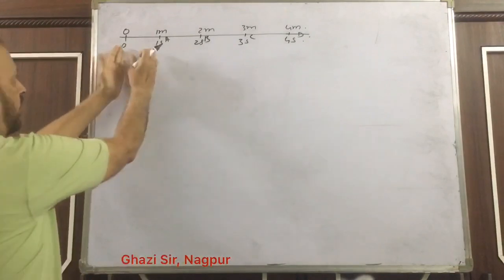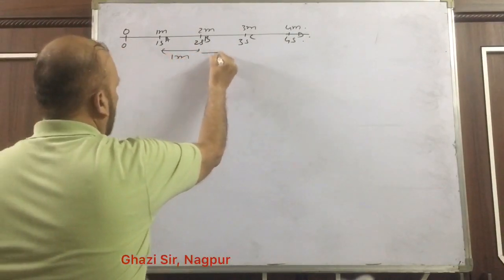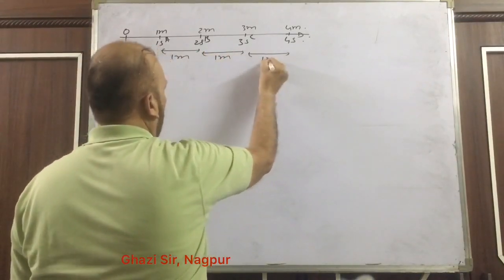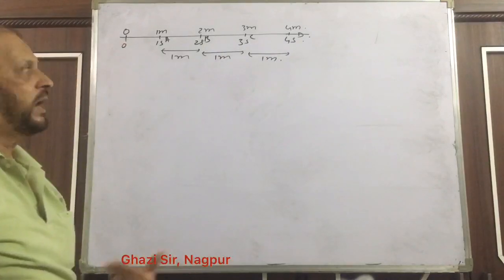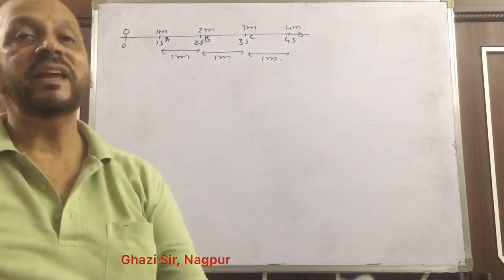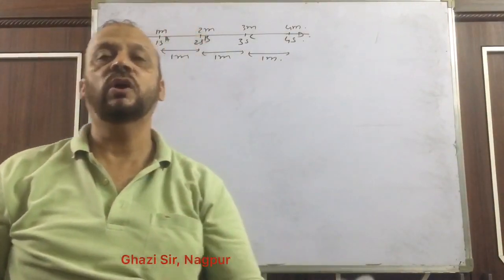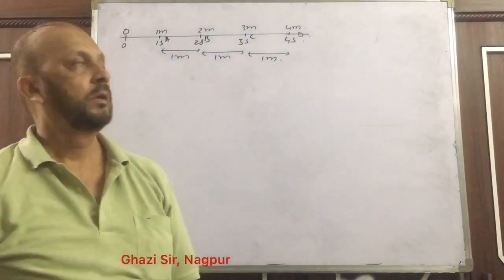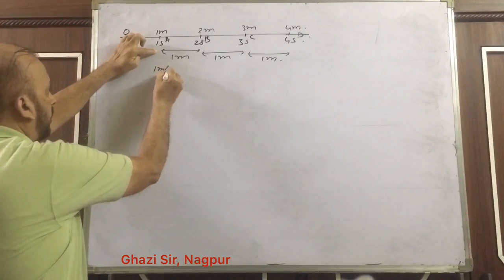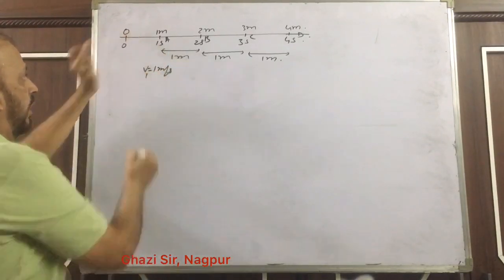So this distance is 1 meter. This is also 1 meter, this is also 1 meter, this is also 1 meter. And time is again 1 second, 1 second, 1 second, 1 second. That means in every 1 second, the object is traveling a distance of 1 meter. So here velocity is 1 meter per second. This is V, say V1, or velocity at A.